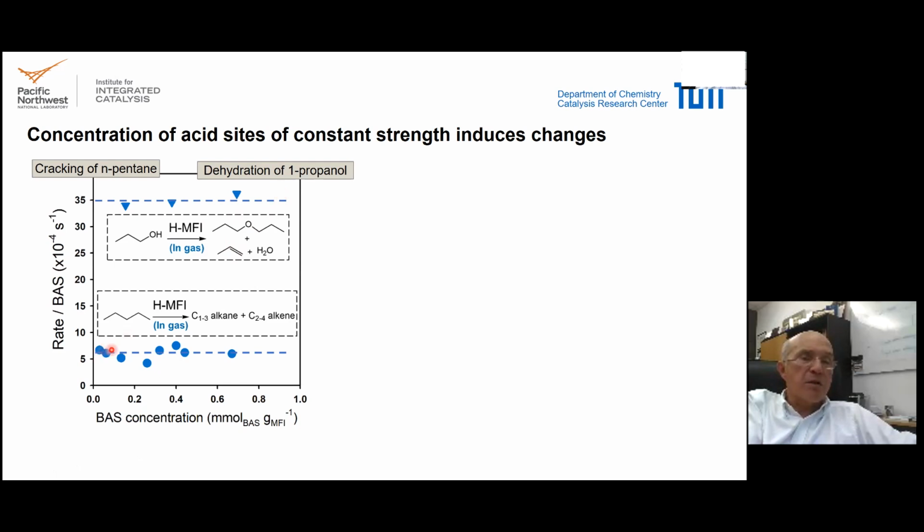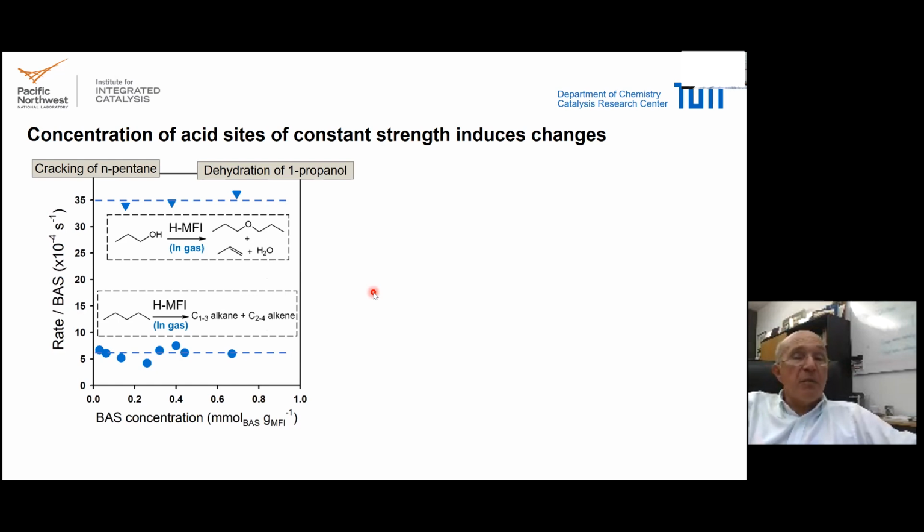The same holds for the lower rate in alkane cracking. Also there, over quite a large number of molecules, the rate is independent of the concentration of Bronsted acid sites.